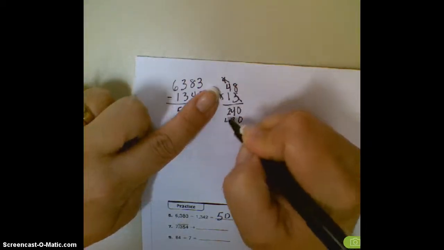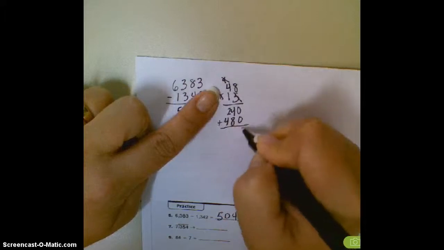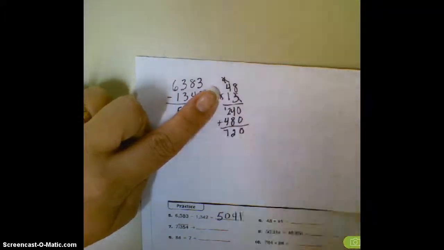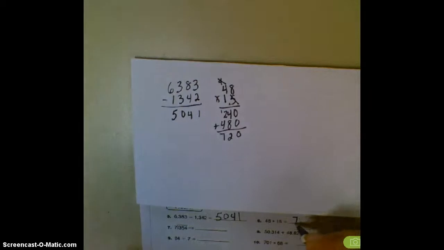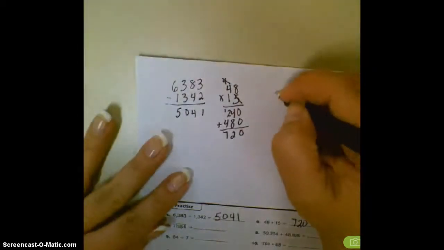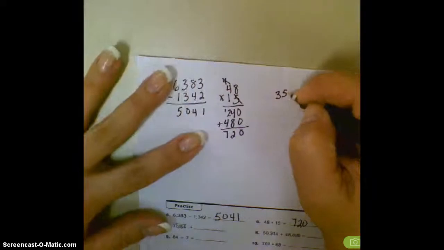4 times 1 is 4. Add them up. 720. Here we've got a division. We've been hitting that hard in class the last couple of days.